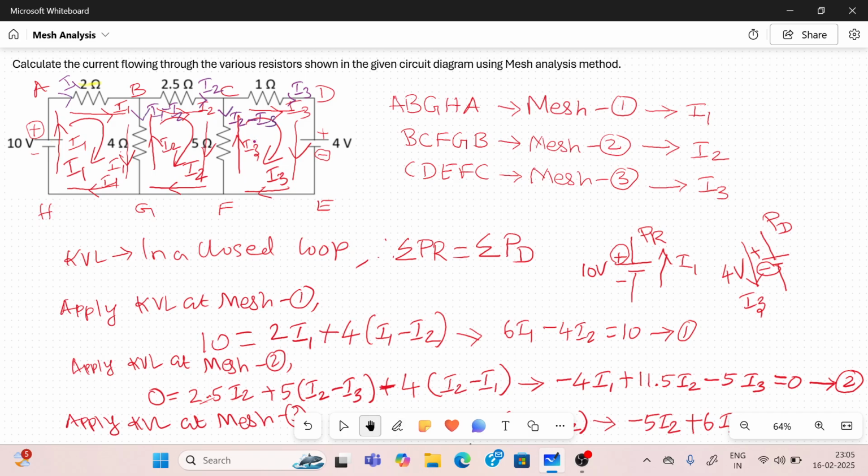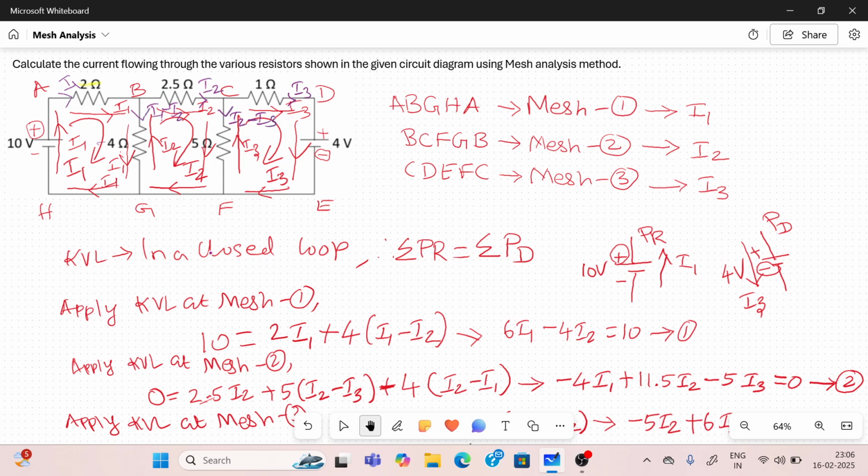Then you have to identify the meshes. The meshes are independent loops. A loop is a closed path generally, but a mesh does not contain any other inner loops, which is why it is an independent loop. It does not contain any other elements. So identify the three meshes: mesh 1, mesh 2, mesh 3. Then name the mesh currents I1, I2, I3. I assumed all the currents are in the clockwise direction.